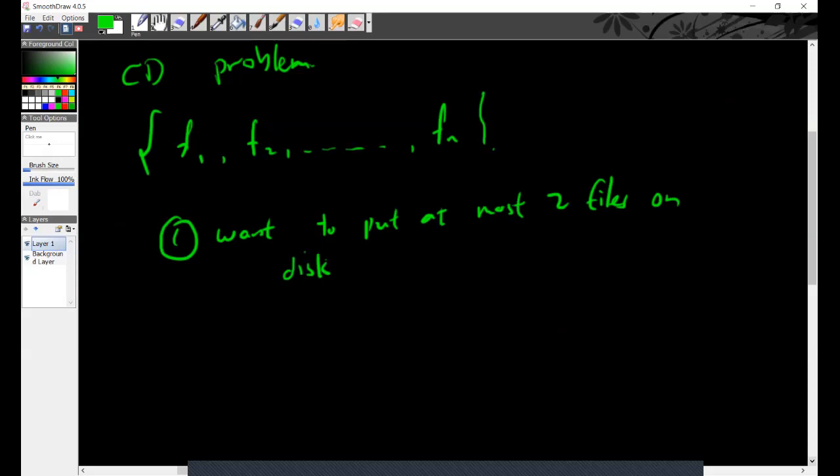Okay, like on a single disk. So one disk, right? Even if it could hold more files, I'm gonna say screw it. I only want 2 files on this disk. Okay.